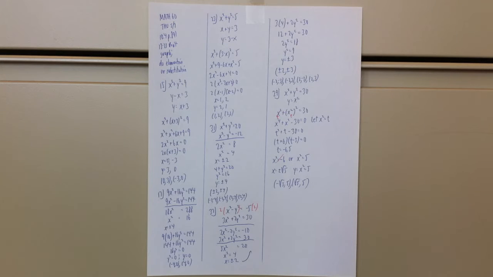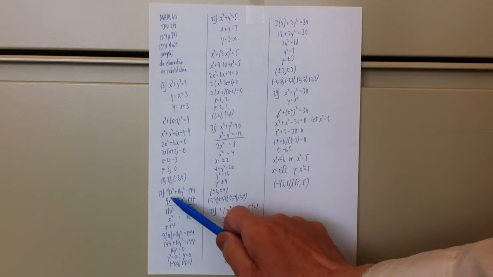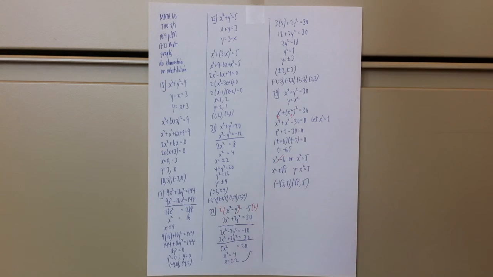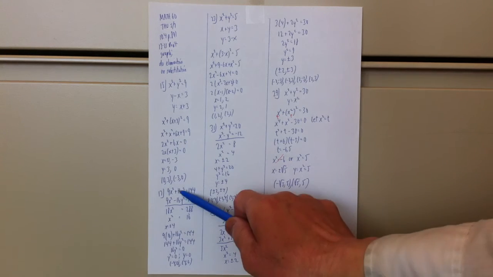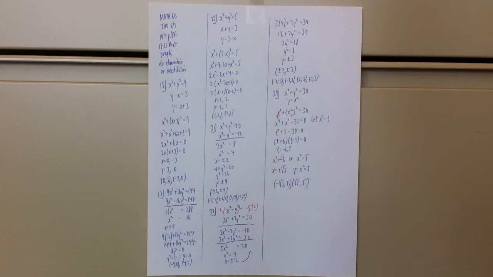17 is best done by elimination. You can see how it's all nice and lined up. x squared, y squared, number, x squared, y squared, number. In fact, a lot of the numbers look the same. So I'll just add directly. You might recall a while back we did elimination by addition. If you add directly, it looks like the y squareds cancel out. So 18x squared equals 288.